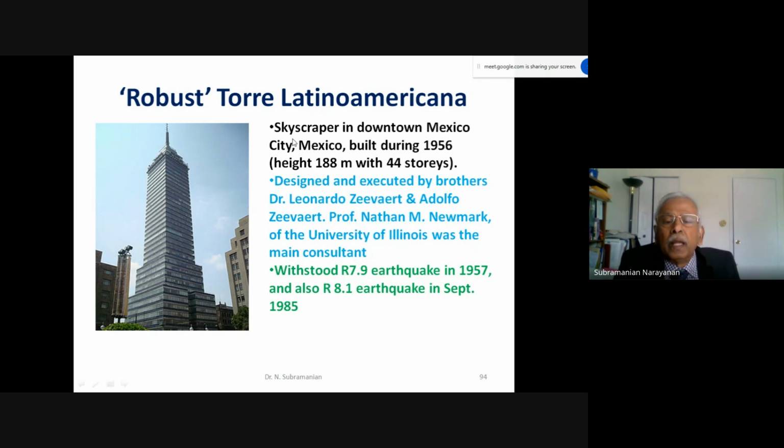So an interesting example of a robust building is a skyscraper in downtown Mexico City, Mexico, built during 1956 with a height of 188 meters and 44 stories, and it was designed by Leonardo Zeevaert, and Professor Nathan M. Newmark, late Nathan Newmark of the University of Illinois, was the main consultant. It withstood a 7.9 Richter scale earthquake in 1957 and also an 8.1 Richter scale earthquake in September 1985. Actually, the people in this building saw all the buildings collapsing around this building.